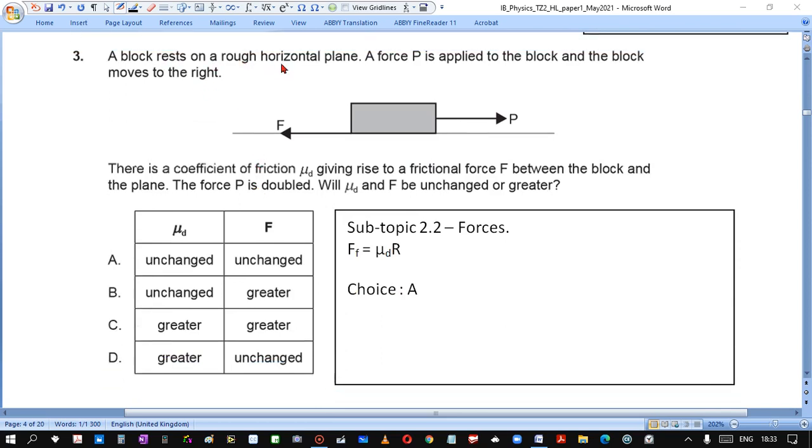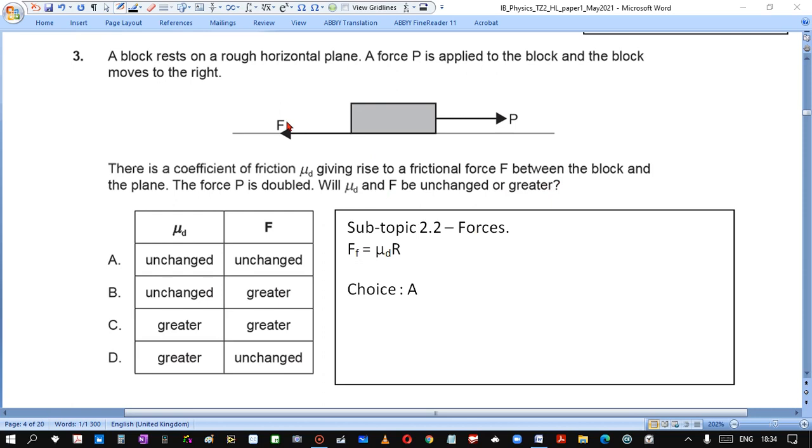A block rests on a rough horizontal plane. A force P is applied to the block and the block moves to the right. There is a coefficient of friction giving rise to frictional force between the block and the plane. The force P is doubled. Will mu d and F be unchanged or greater?